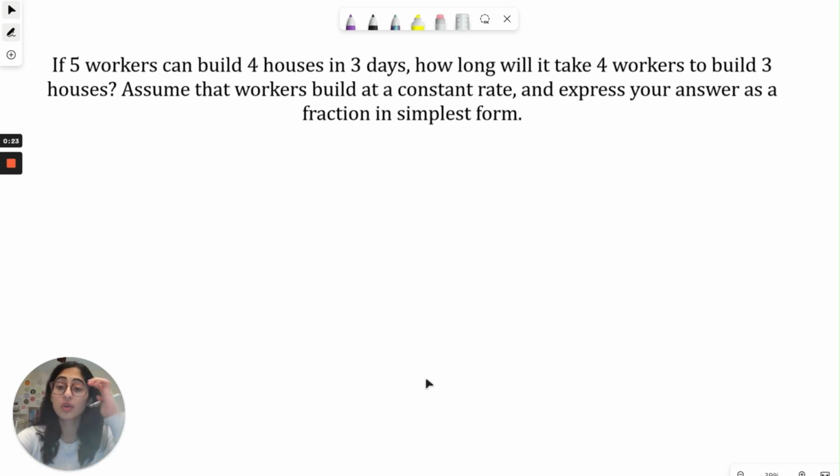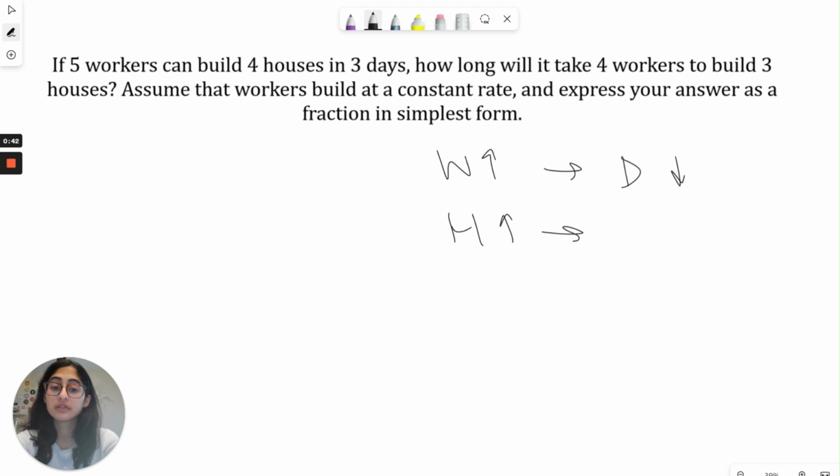The first thing we should know is that the more workers, right? So if workers increases, the time it takes, the number of days, will decrease, because we just have more power, more people working. On the other hand, if the number of houses increases, the number of days this takes will increase. So that's the relationship between all of this stuff.